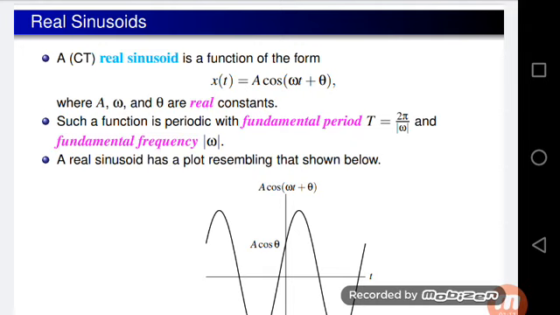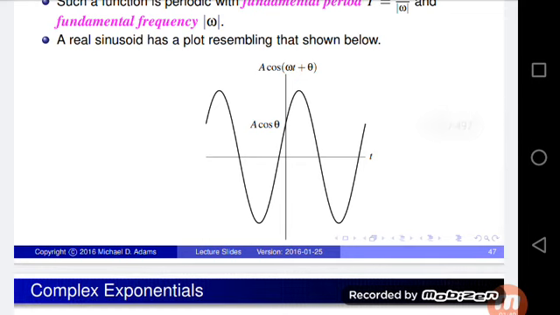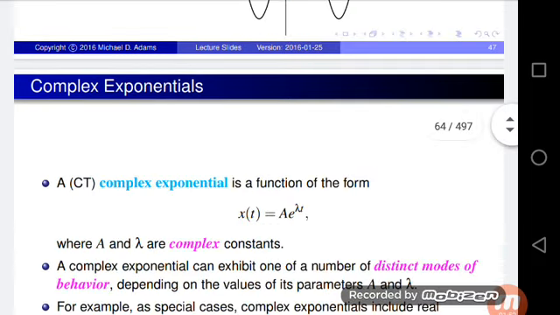A continuous time real sinusoid is a function of the form x of t equal to A cos omega t plus theta, where A, omega and theta are real constants. Such a function is periodic with fundamental period T equal to 2 pi by mod omega and fundamental frequency mod omega. A real sinusoidal plot is shown below. The wave A cos omega t plus theta occupies both the left and right sides.